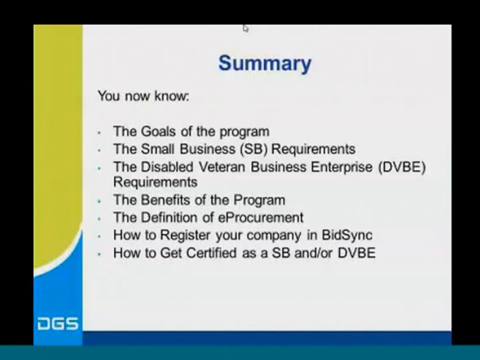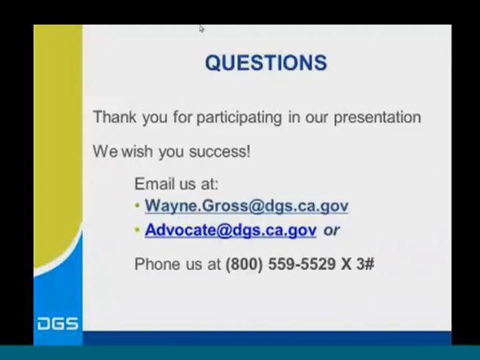In summary, we went over the goals of the program. We also went over the small business requirements, the disabled veteran business enterprise requirements. I told you about the benefits of the program. I defined eProcurement. I showed you how to register your company in BidSync, and finally, how to get certified as a small business and or disabled veteran business enterprise.